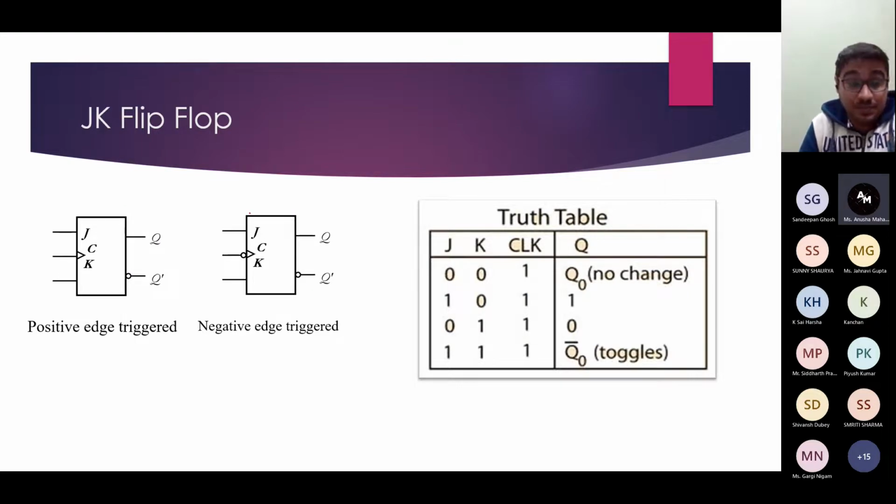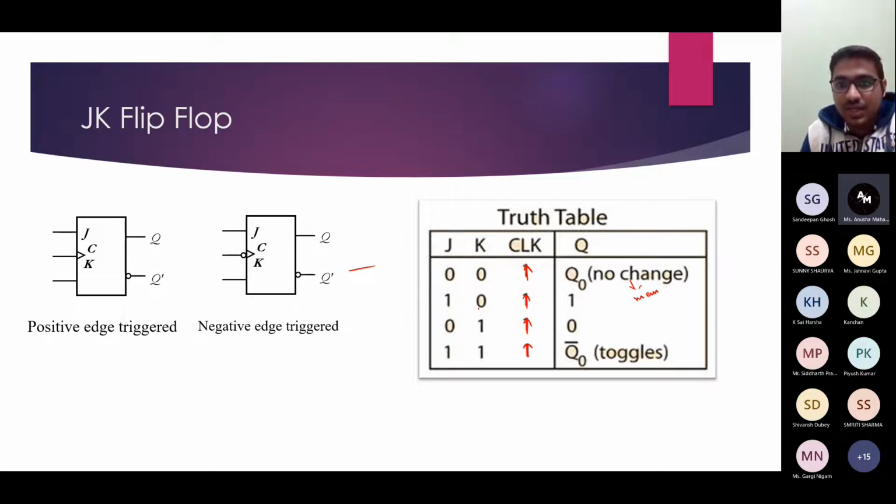Now the JK flip flop. The JK flip flop has the same working, the only thing is that it should be evaluated on the active edge, positive or negative. At the active edge, if J is 0 and K is 0, then there will be no change in the output, and that is called the memory state.